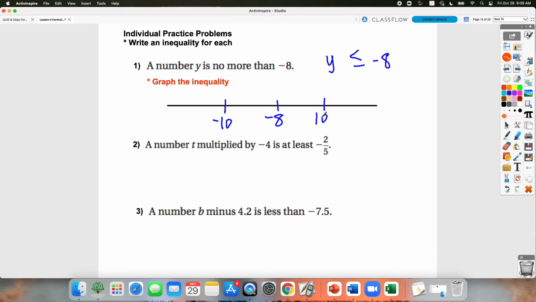Then, guys, what kind of circle would I need on that negative 8? Closed circle. And which direction would my arrow need to point? If it's less than or equal to? To the left. To the left, because any number below or equal to negative 8 would work.